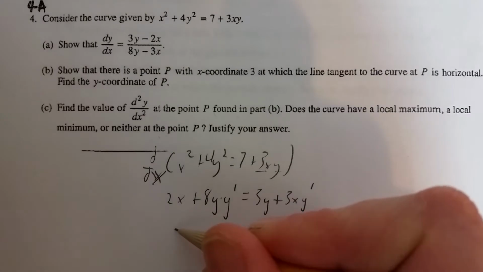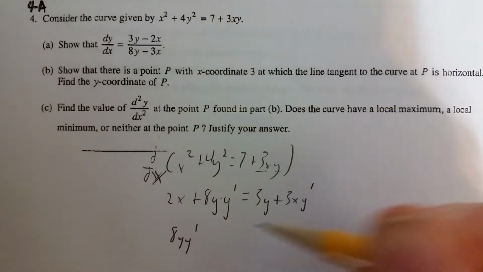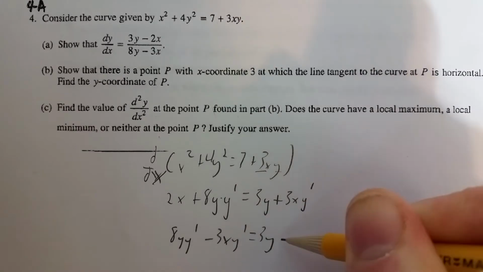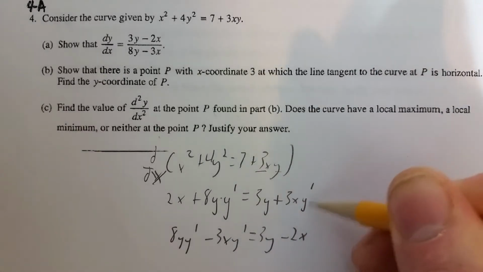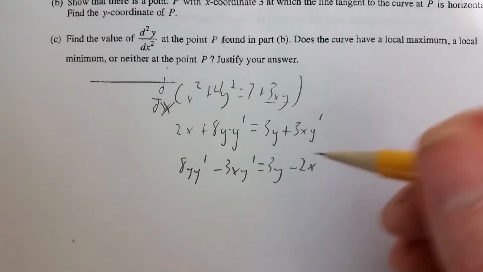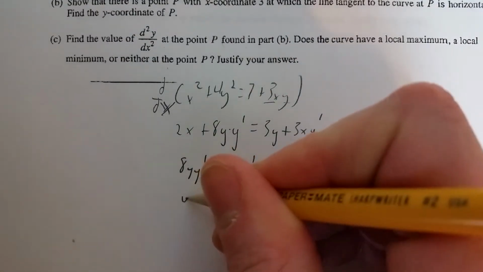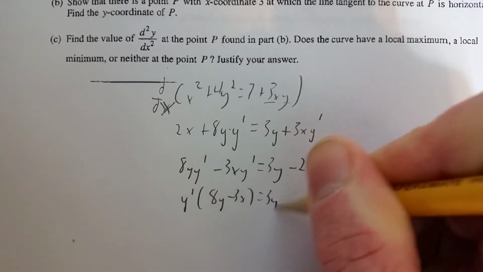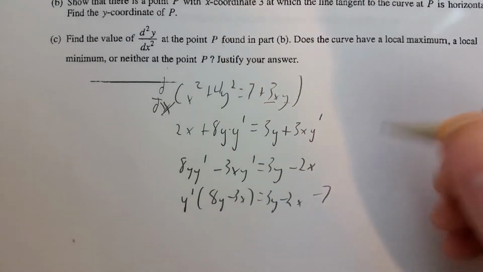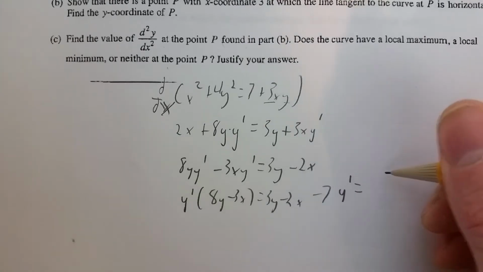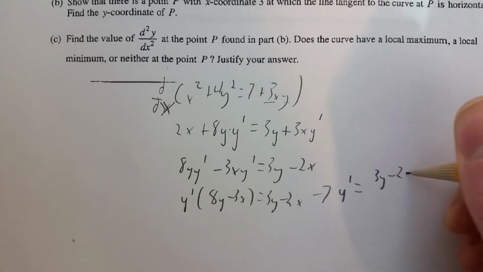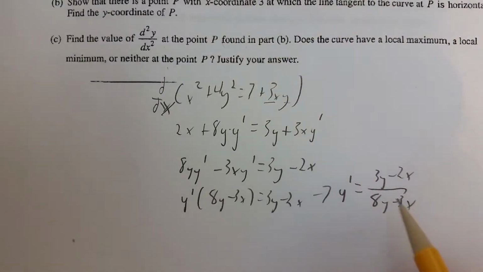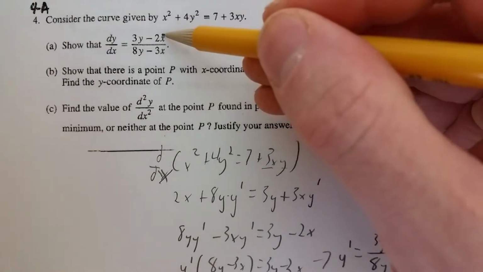So I'm going to get them together on the same side. 8y y prime minus 3x y prime equals 3y minus 2x. I just rearrange some things algebraically. Now, always with implicit diff, we're going to factor out a y prime. We get y prime times (8y minus 3x) equals all of this garbage over here. And then we're just going to divide both sides to get y prime by itself, which is (3y minus 2x) all over (8y minus 3x). So that's A. A had to show that that's the derivative.